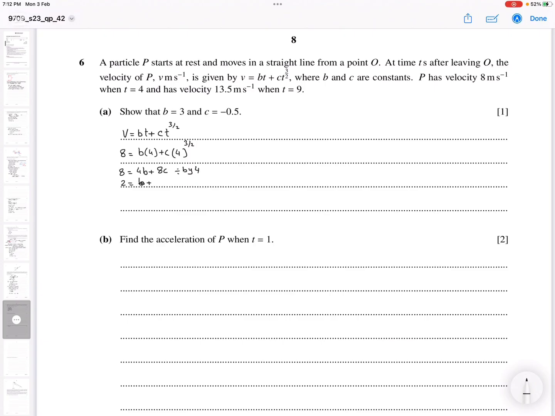b plus 2c. And make b the subject from here. So you will get b equals 2 minus 2c. So this is your first equation.